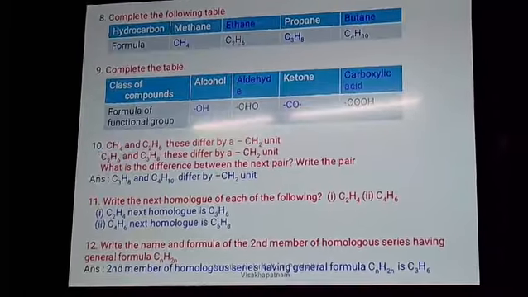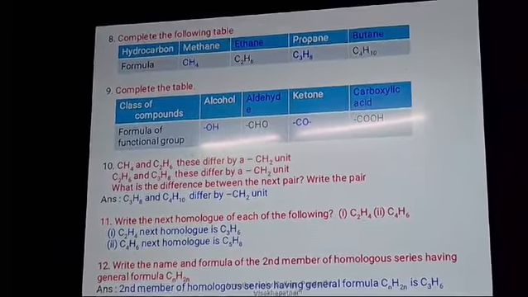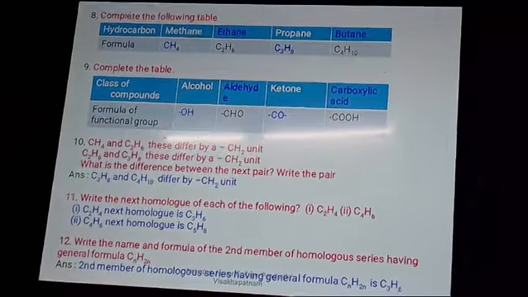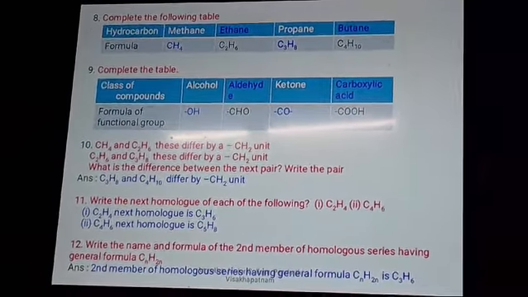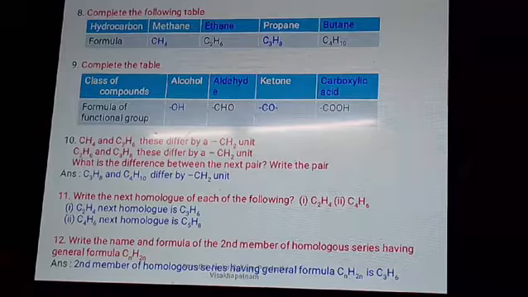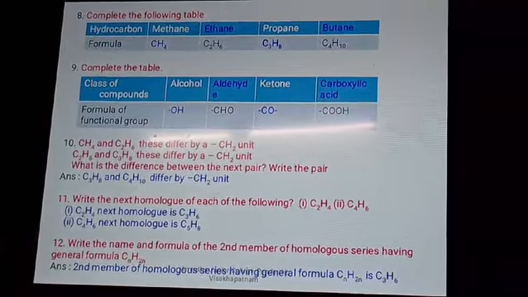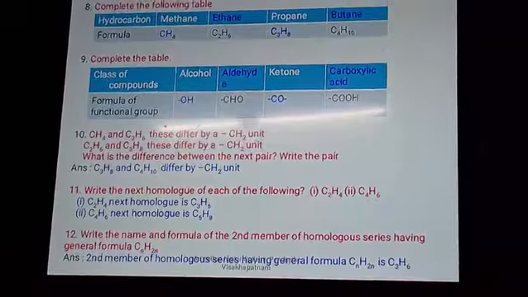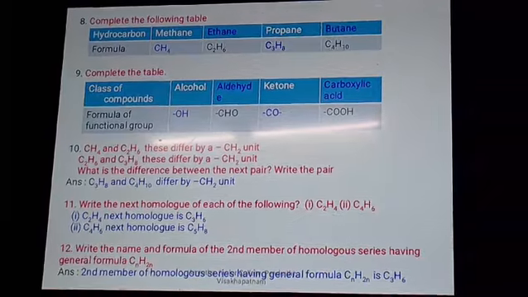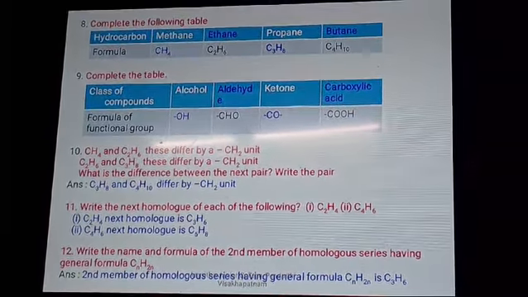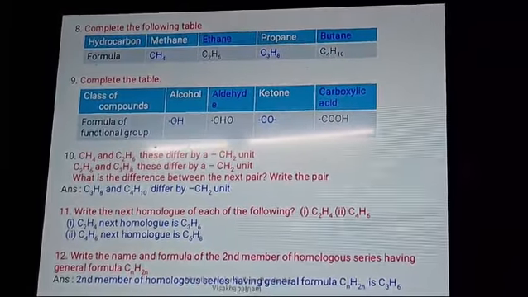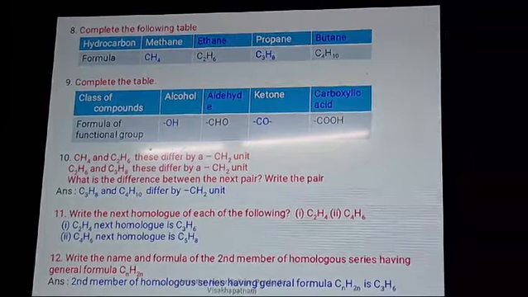Coming to the next question, complete the following table. We are given the hydrocarbon methane, its formula is CH4; C2H6, its name is ethane; propane, its formula is C3H8; and C4H10 is butane. Another table gives the class of compounds and the formula of the functional group. After hydrocarbons we have the functional groups of alcohol, aldehyde, ketone and carboxylic acid. Alcohol has the functional group OH, aldehyde CHO, ketone C=O and carboxylic acid COOH.